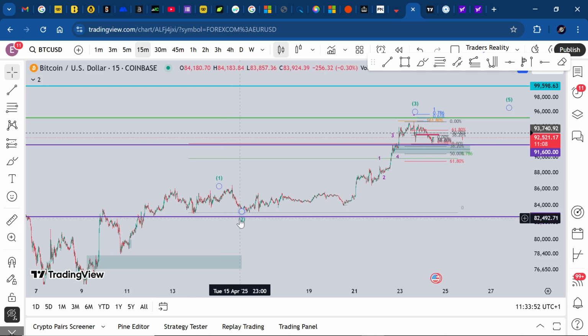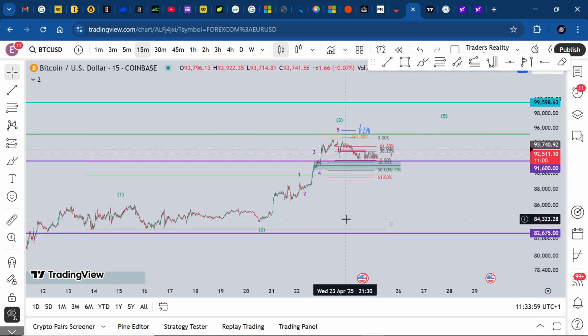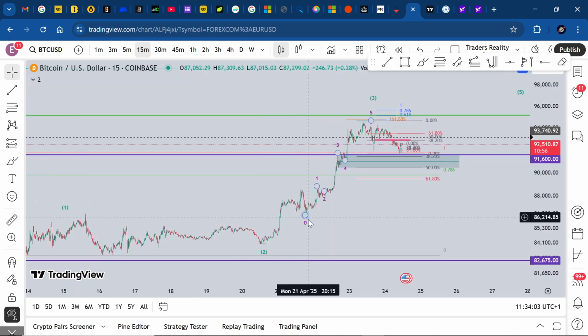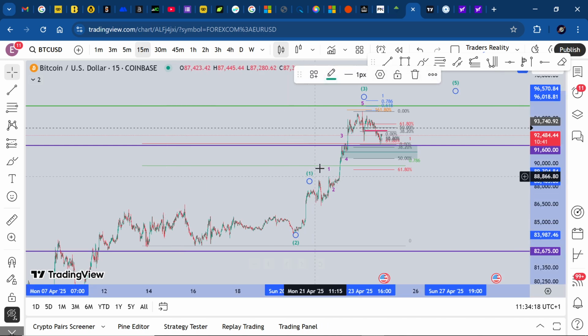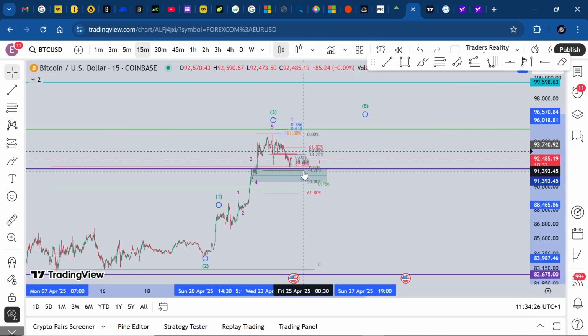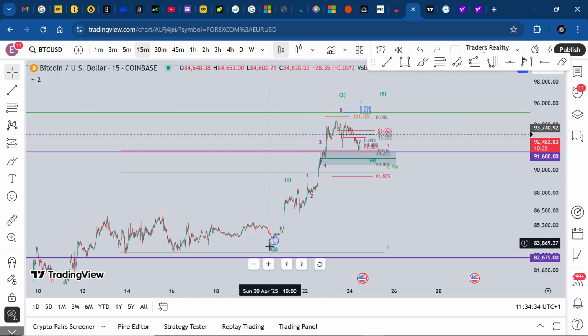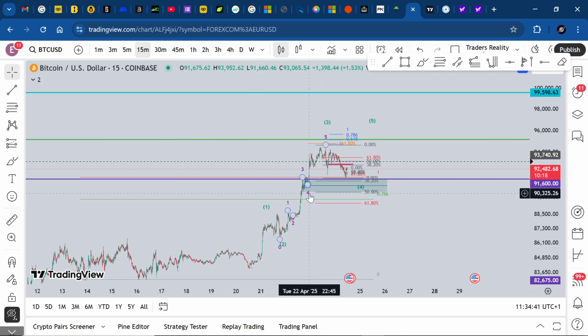So this could be A, B, or a 1, 2. Then from here I would go 1, 2, and then now third wave, we've got 1, 2, 3, 4, 5, giving us 3. So look at it like this: 1, 2, 3, looking for 4, which is currently what we're doing now, and then the fifth wave. So 2 comes here. This is the current impulse that we're in right now. This is current structure.